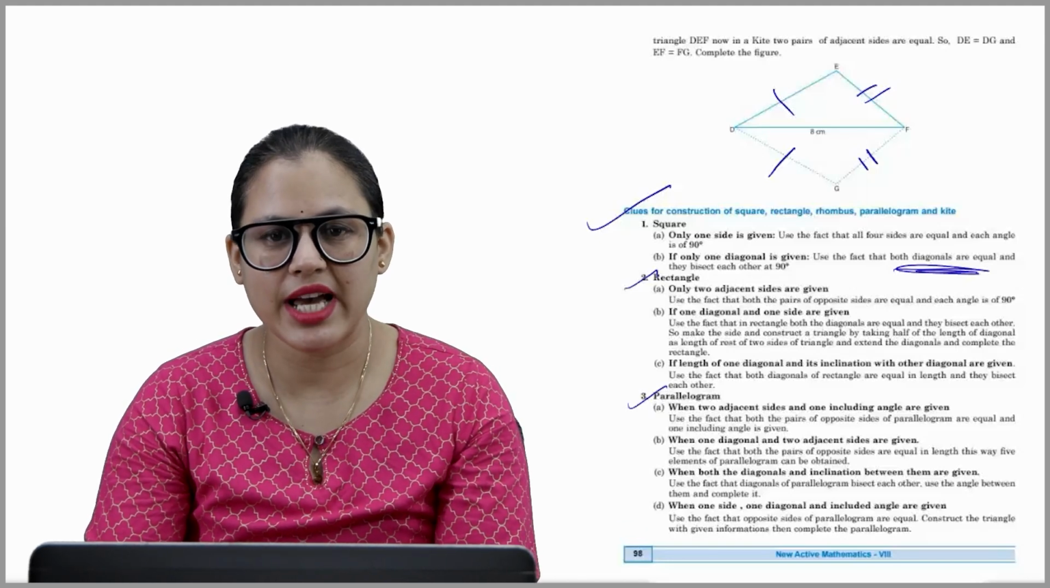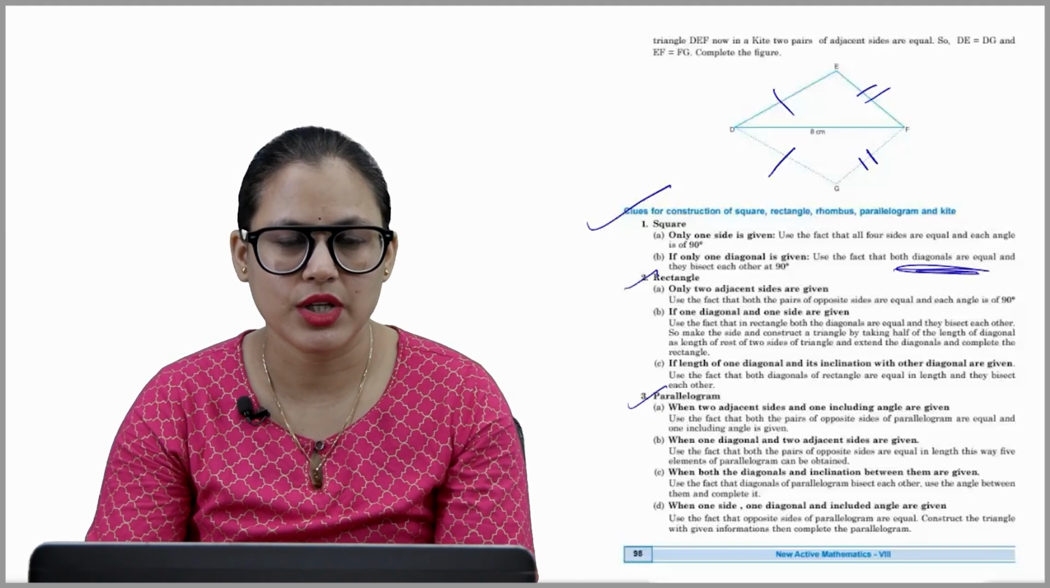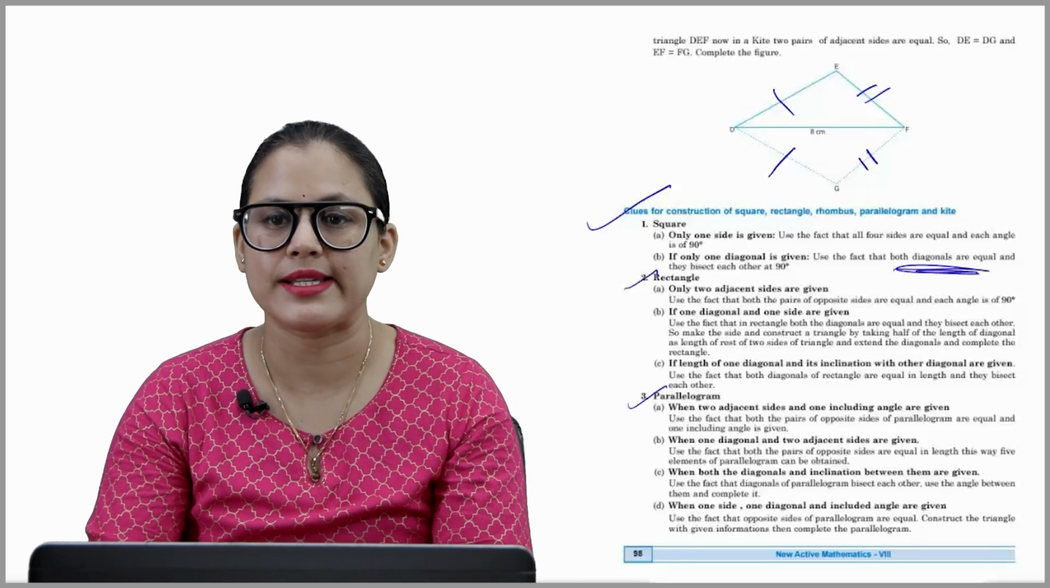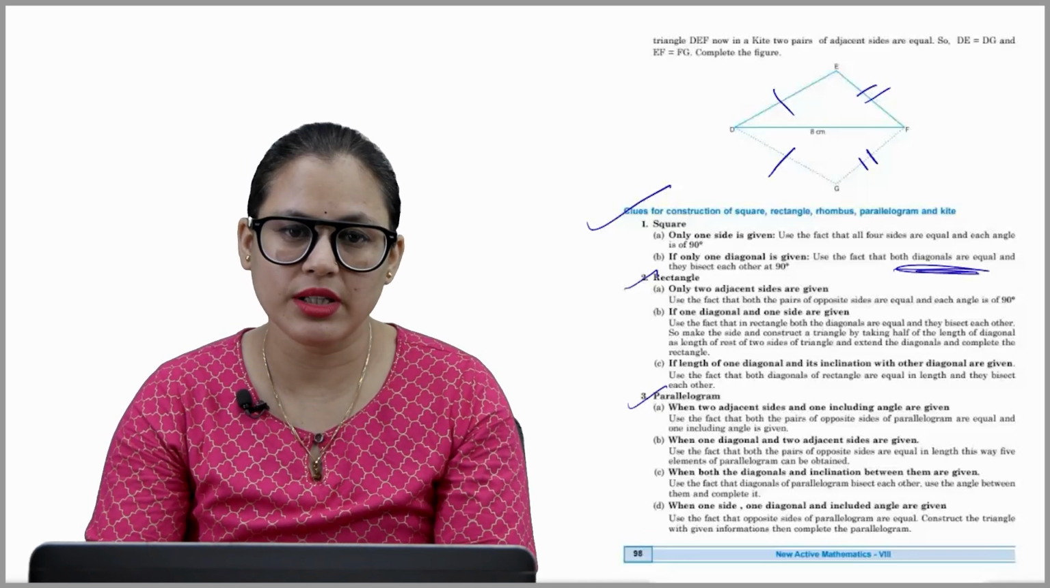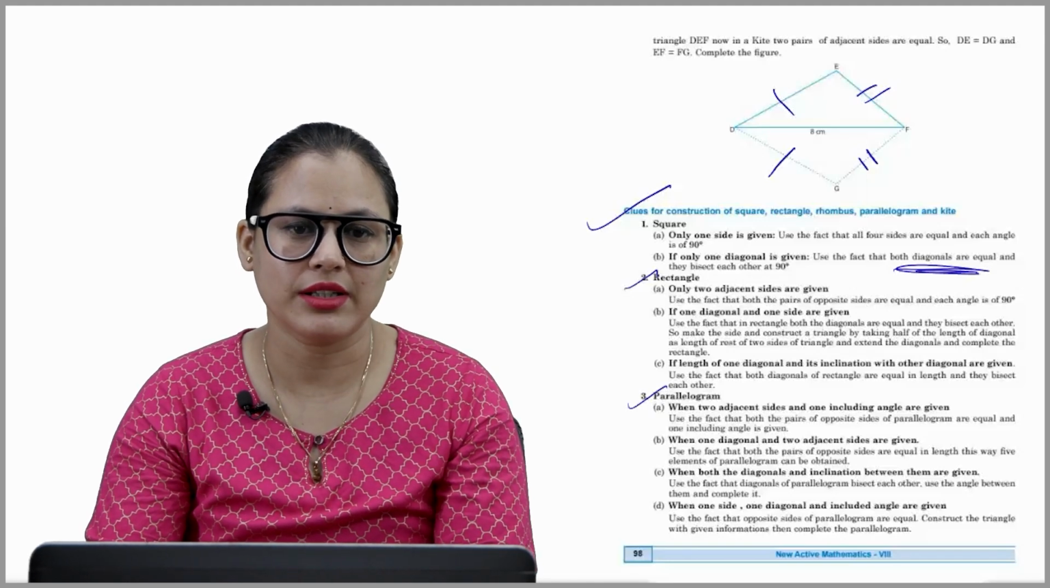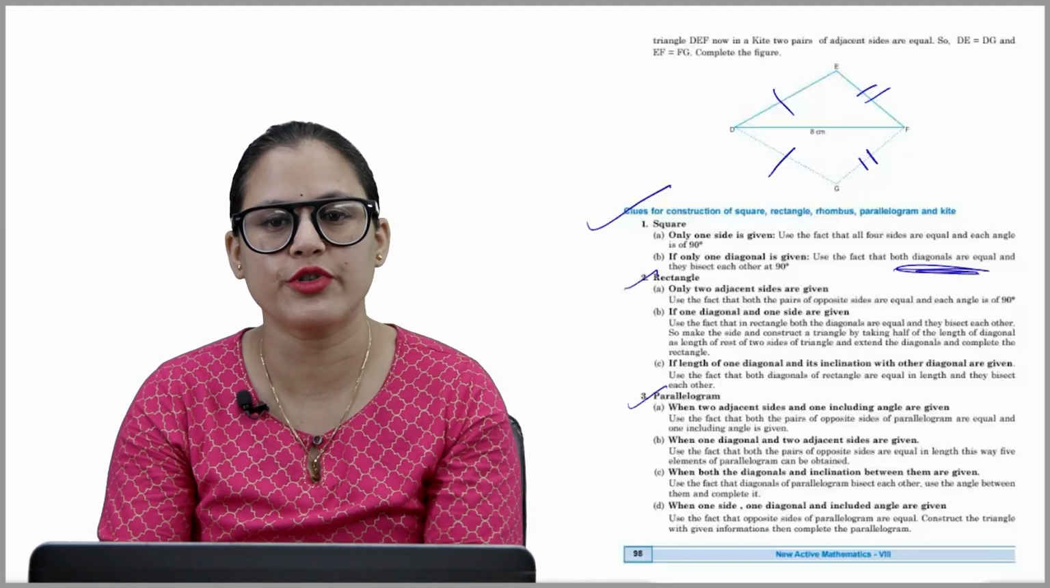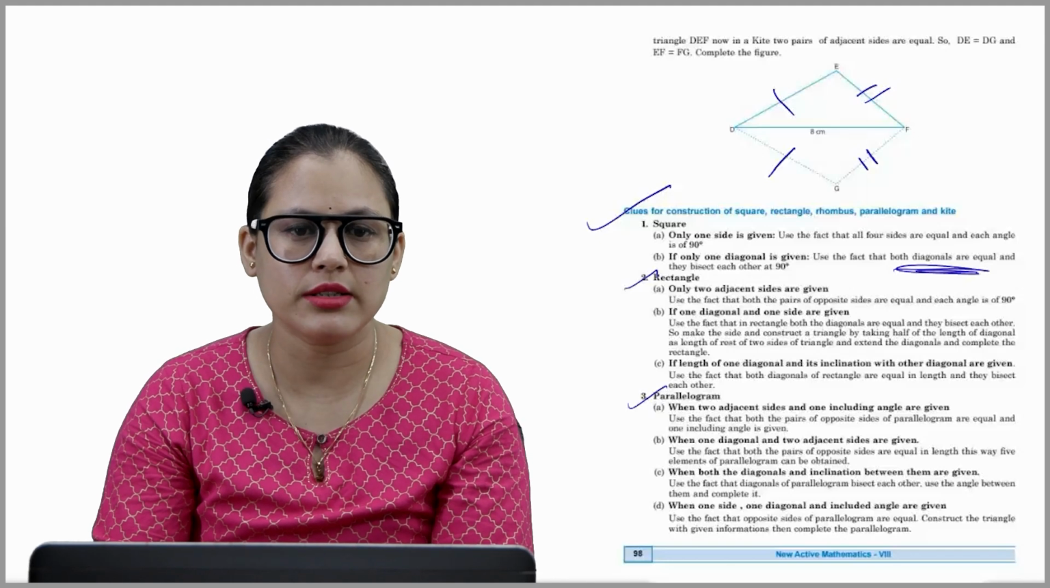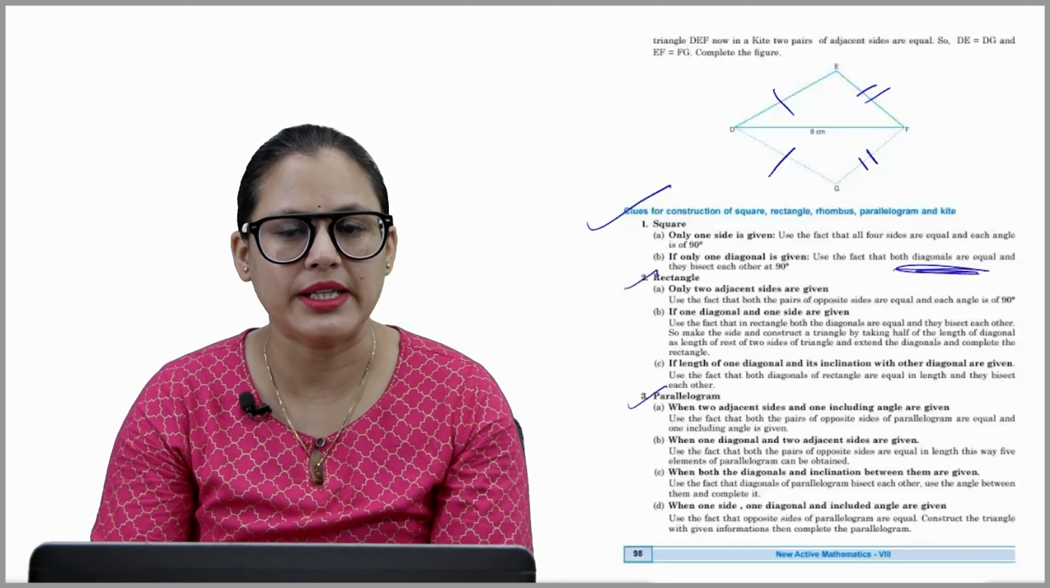C. When both the diagonals and the inclination between them are given. Use the fact that diagonals of a parallelogram bisect each other. Use the angle between them and complete it. D. When one side, one diagonal and the included angle are given. Use the fact that opposite sides of a parallelogram are equal. Construct the triangle with the given information, then complete the parallelogram.